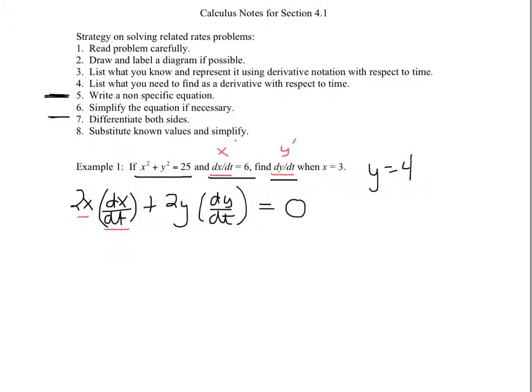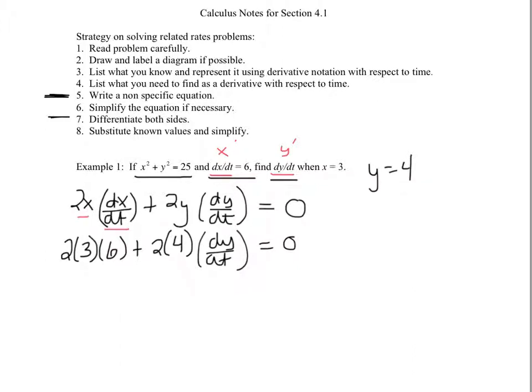All right, so with that in mind, we're going to say 2 times our x, which is 3, times our dx/dt, which is 6, plus 2 times our y, which we found to be 4, times, and what we don't know is dy/dt. And that's what we're trying to find, so that's what we want to get by itself. All right, if we go ahead and multiply here, we end up with 6 times 6, which is 36. So we have 36 here, plus 8 dy/dt.